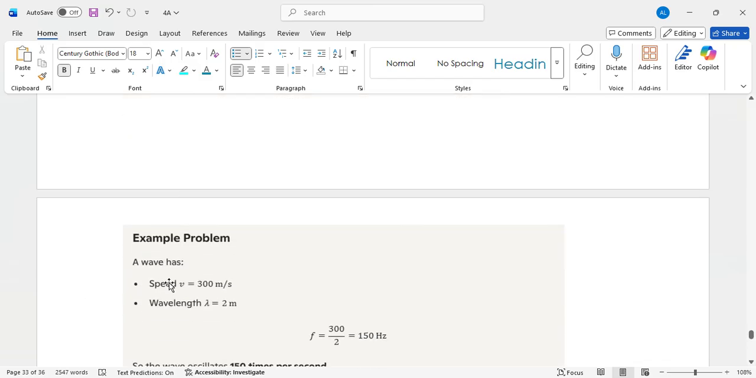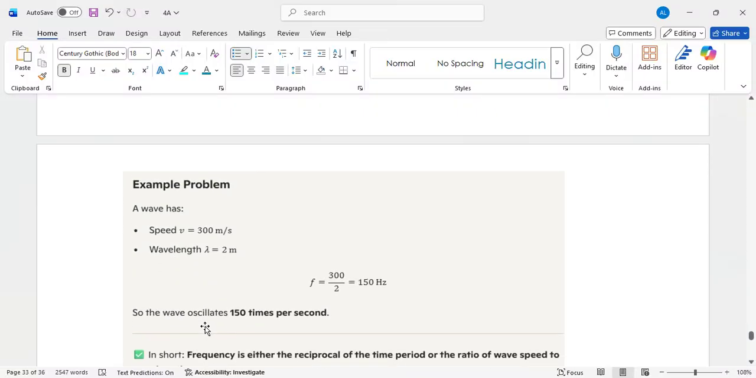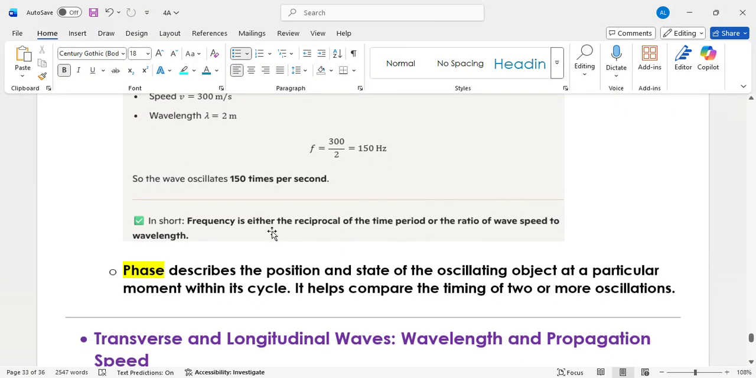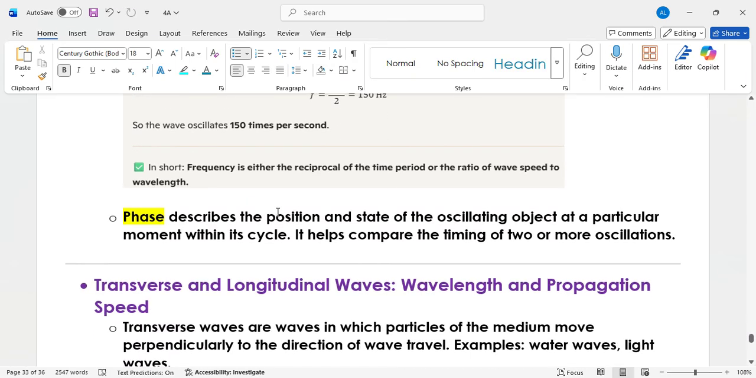Example: a wave has a speed of 300 and wavelength λ of 2. 300/2 = 150 hertz, right? So the wave oscillates 150 times per second. That's what it means. Frequency is either the reciprocal of the time period or the ratio of wave speed to wavelength, right? Phase describes the position and state of the oscillating object at a particular moment within its cycle. It helps compare the timing of two or more oscillations.